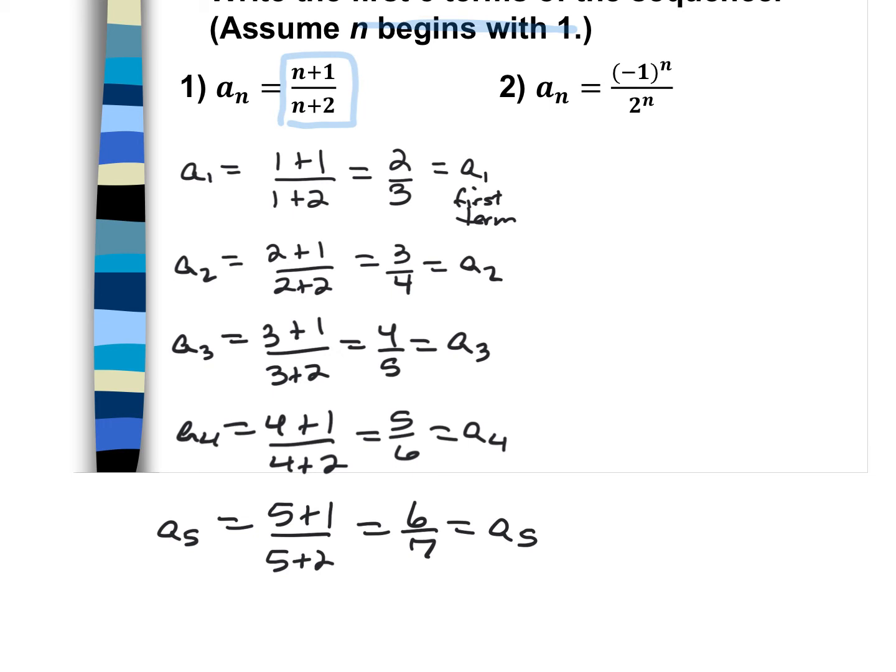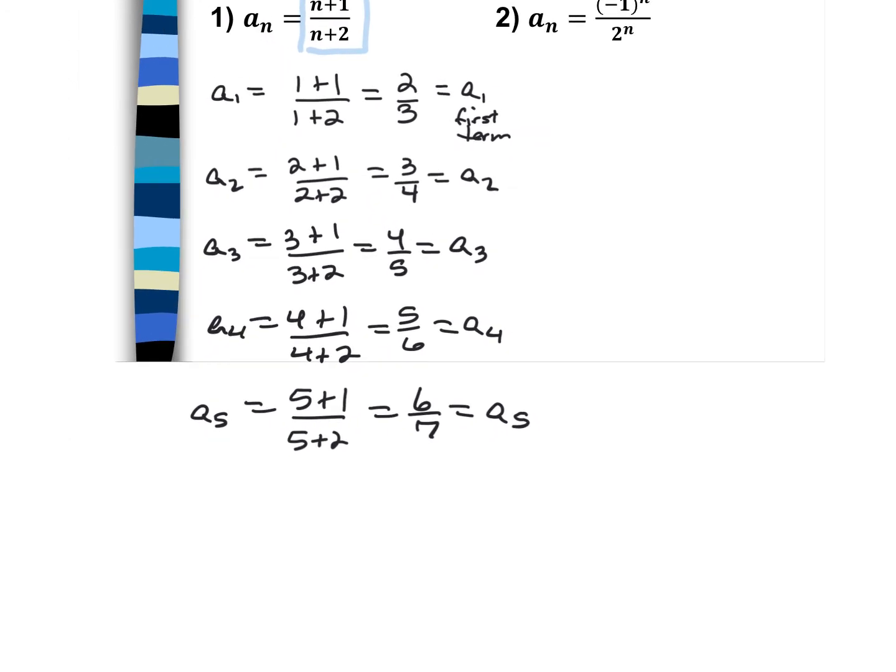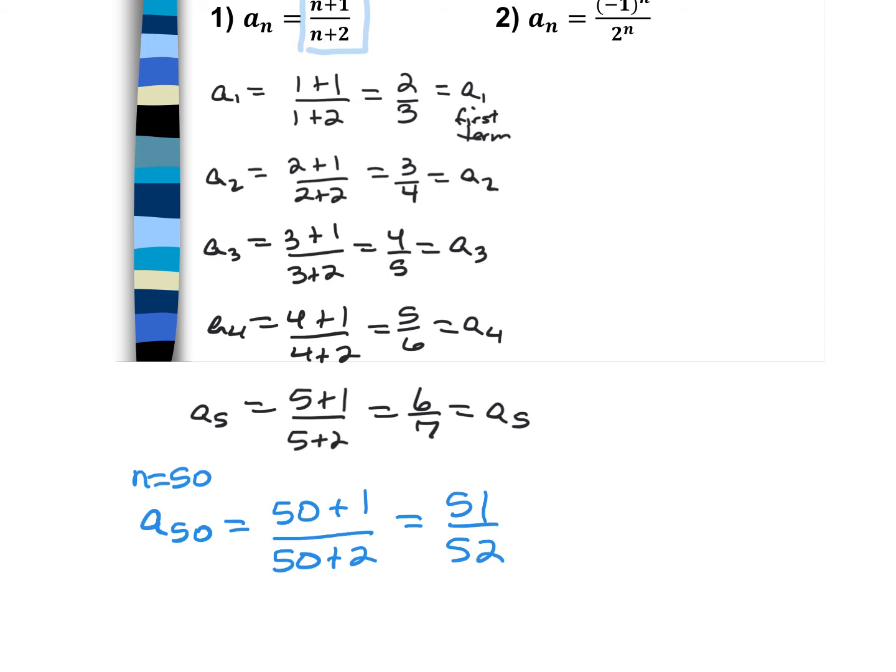Now, towards the end, they're going to say, find the 50th term. And they're going to say where n equals 50. So all you do is take out the n, put in whatever term they're looking for, plug that into the rule, and then add it up. The 50th term would be 51 over 52. So that's all you need to do in order to do the homework tonight. Let's try the next one.